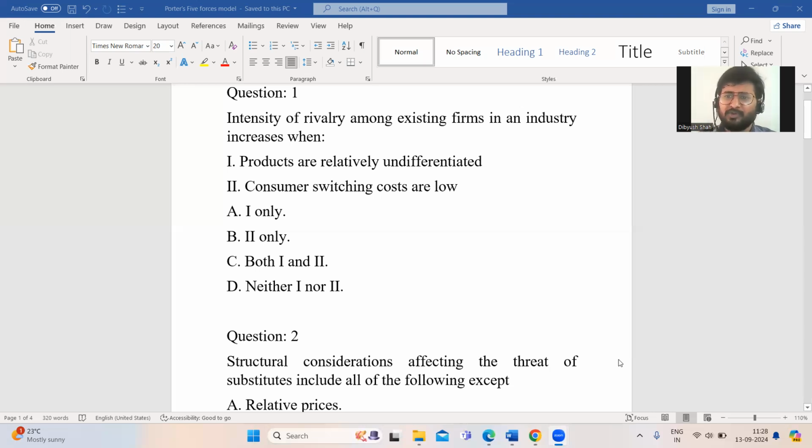In the US also, with cable, buying a new connection will cost you a lot of money, so you might want to avoid that. So if consumer switching costs are low, as in today's telecom industry, where we can easily port without worrying about extra charges, again competition will increase among existing firms in the industry. So understanding this question, intensity of rivalry among existing firms will increase when products are relatively undifferentiated, meaning more or less they are substitutes. Yes, then the threat of competition will definitely be there and rivalry will increase. And consumer switching costs are low, meaning customers can easily switch from one product to another. Then also rivalry will be very high because you are trying to poach each other's customers. So the answer should be both 1 and 2.